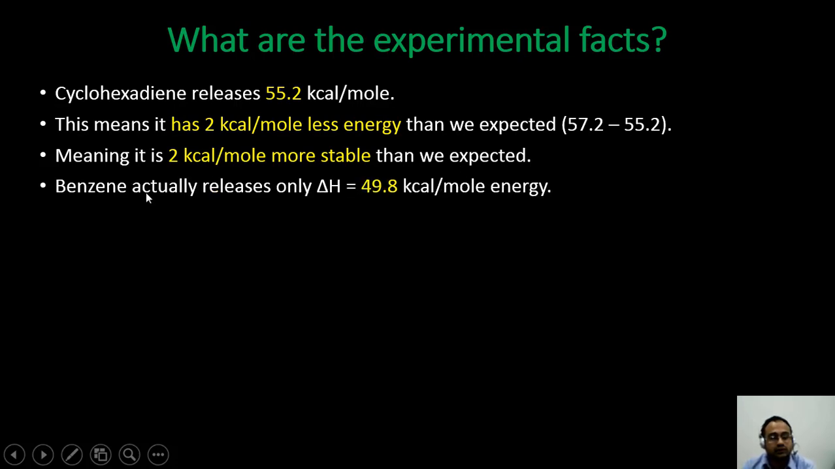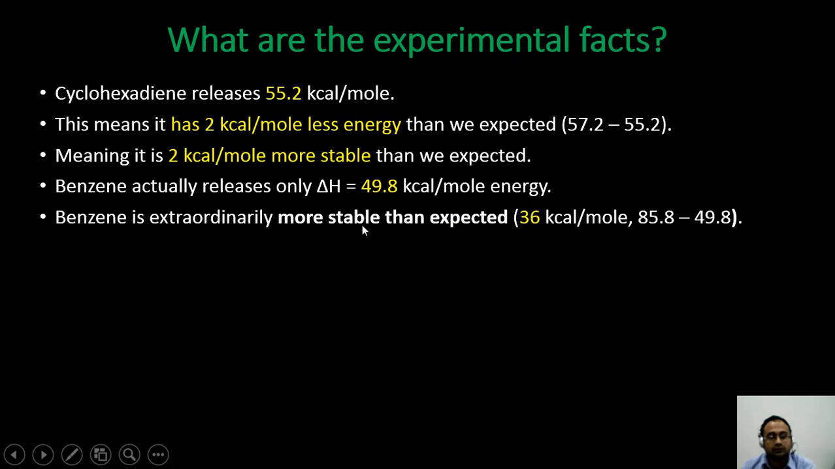Then benzene, when you do this same hydrogenation reaction with benzene, it actually releases significantly less energy, only 49.8 kilocalories per mole, and therefore it is extraordinarily stable. It is stable by 36 kilocalories per mole. We were expecting 85.8 kilocalories to be released when you hydrogenate benzene, but actually you get 49. So when you get less energy, that means there was less energy available in the first place in that molecule. When its original energy level is low, that means it is stable.